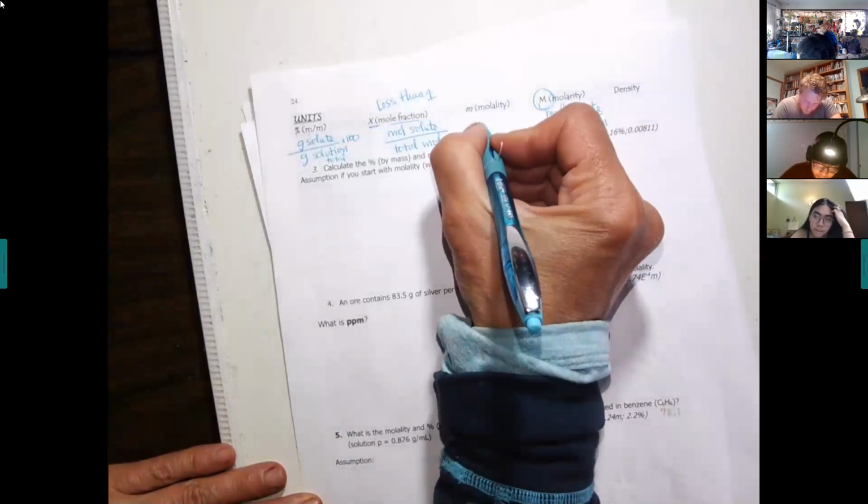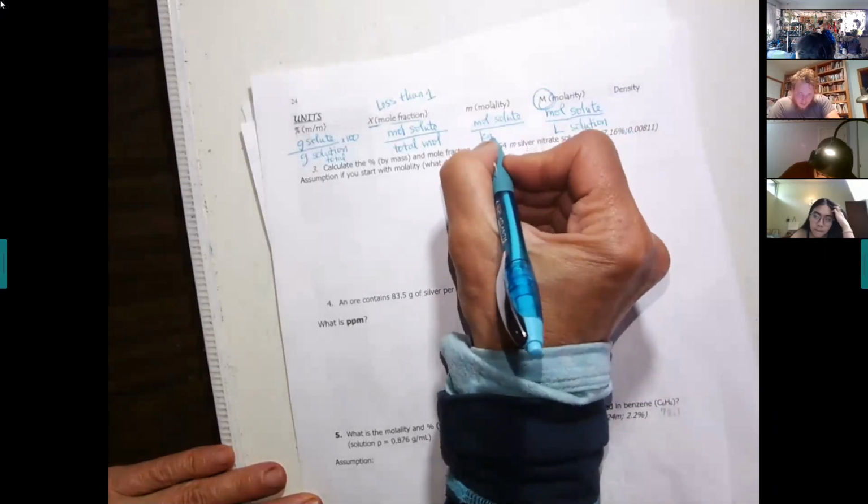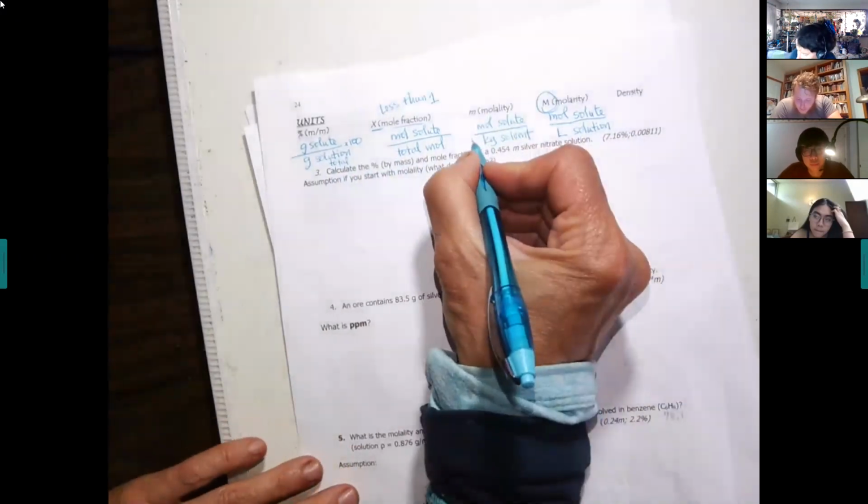Molality is moles of solute over kilograms of just the solvent. So molality is very special because the denominator is not the total. If you look at the other three, the denominator is the total grams, the total moles, the total volume. But molality is a unique one.